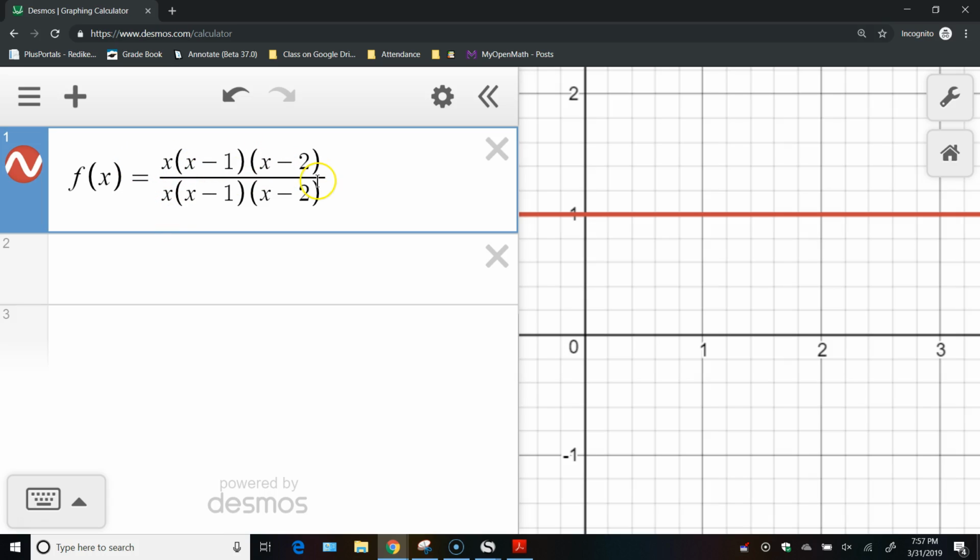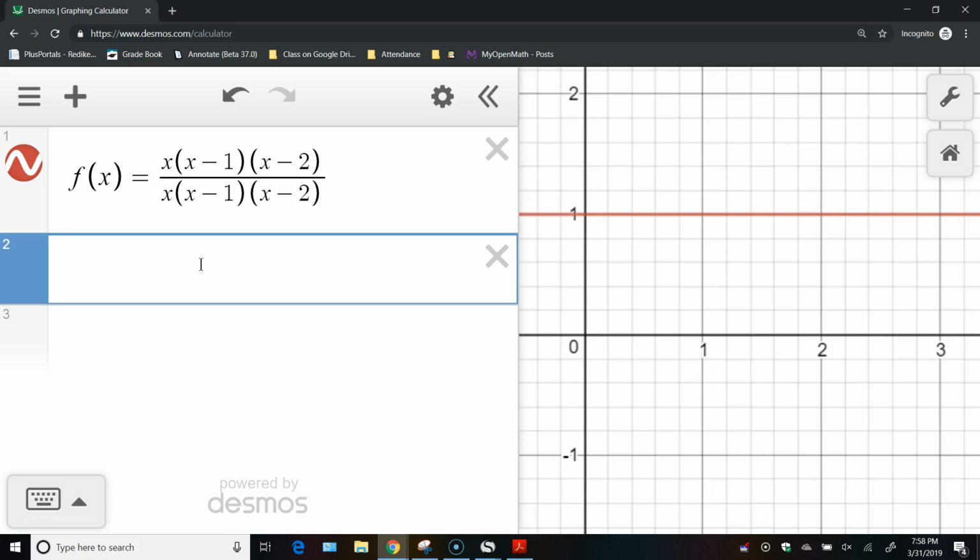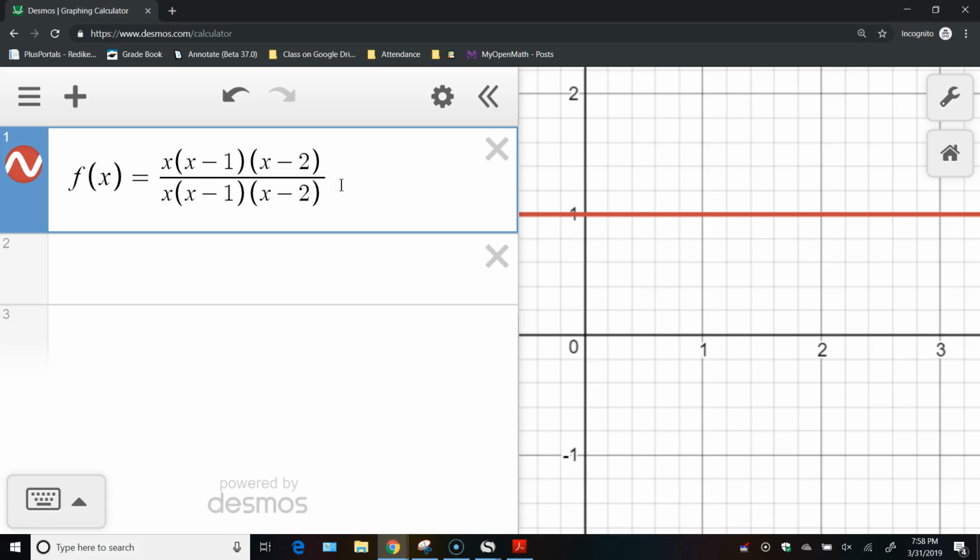x, the factors between the tops and bottoms, if you think about it very carefully, the x and the x would cancel off, right? The x minus 1 and the x minus 1 would cancel off because 1 is in the top, 1 is in the bottom. The x minus 2 and the x minus 2 would also cancel off because 1 is in the top, 1 is in the bottom. And if you do that, you would end up with literally f of x equals 1.